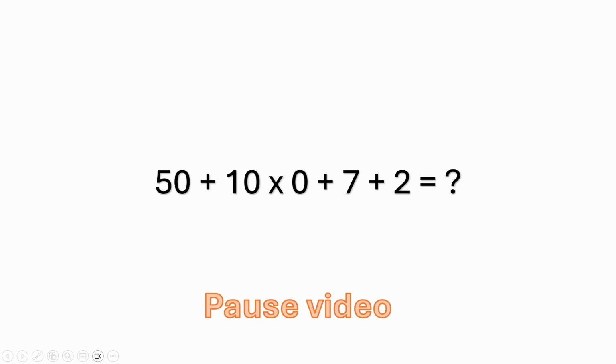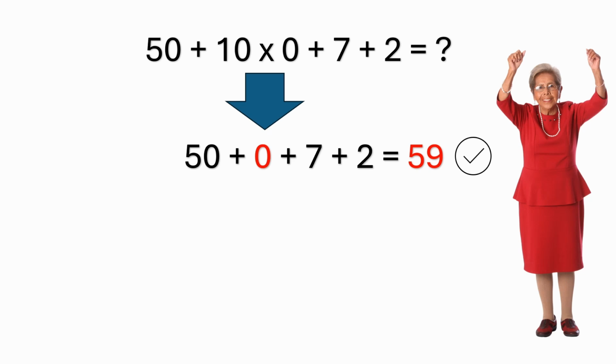If not, you might want to stop this video and watch the other video, where I go into a lot of detail on this problem. So you can pause or exit out if you'd like, but the rest of us are going to move ahead here. In that problem, we covered that 50 plus 10 times 0 plus 7 plus 2: multiplication is done first. You've got to remember your order of operations. 50 plus 0 plus 7 plus 2 is 59, which is the correct answer.